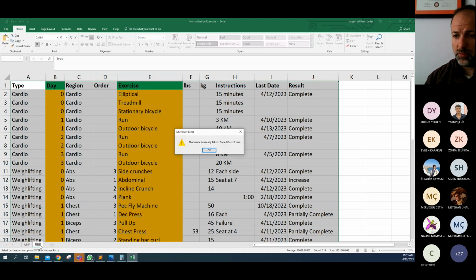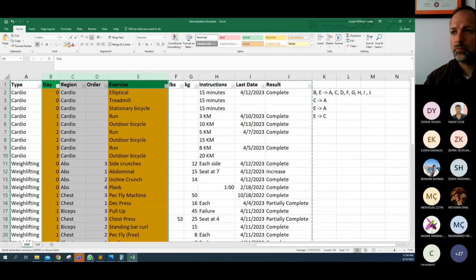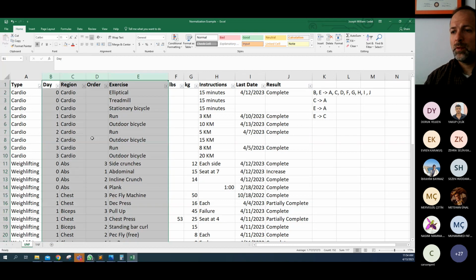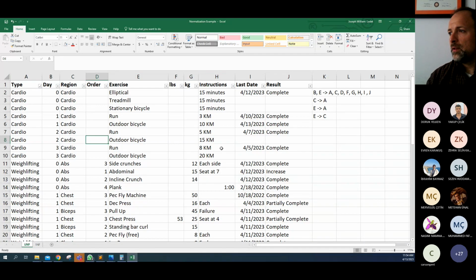Actually, let me do this real quick. So this would be UNF. This would actually be first normal form because it has a primary key defined. All right. So is that it?